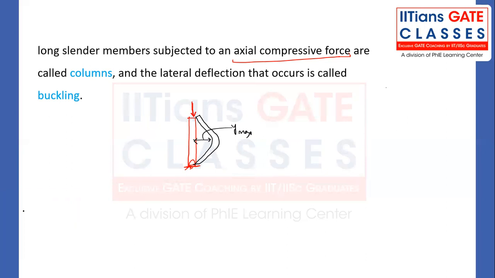So one thing is sure, we have to apply some kind of load which is much more than the critical load. Second, it has to be an axial compressive force, not a tensile force. Tensile force will never cause a column to buckle.